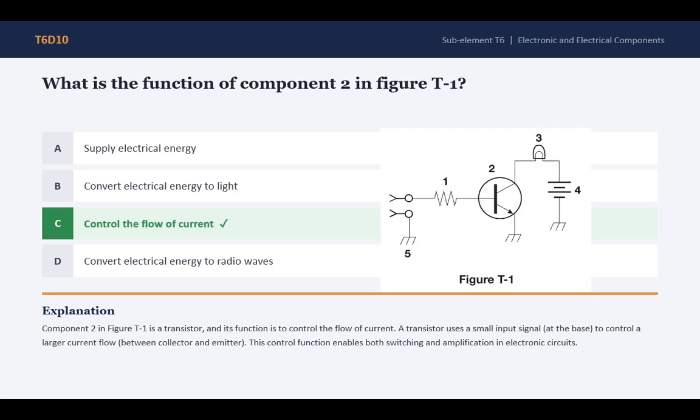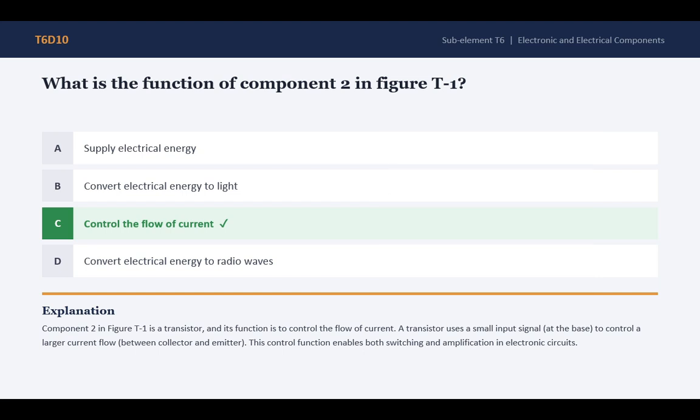What is the function of component 2 in figure T1? C. Control the flow of current. Component 2 in figure T1 is a transistor, and its function is to control the flow of current. A transistor uses a small input signal at the base to control a larger current flow between collector and emitter. This control function enables both switching and amplification in electronic circuits.